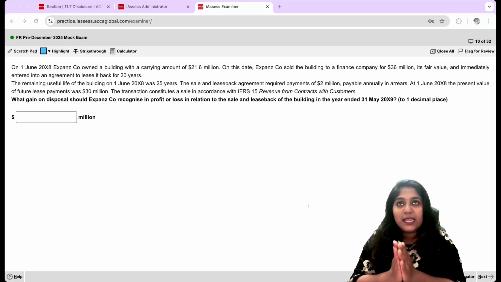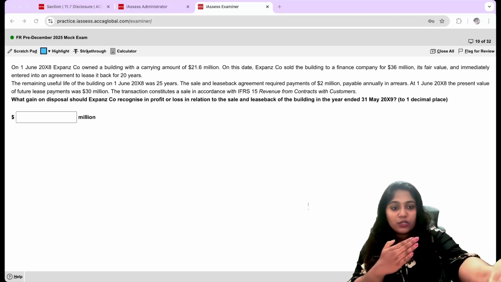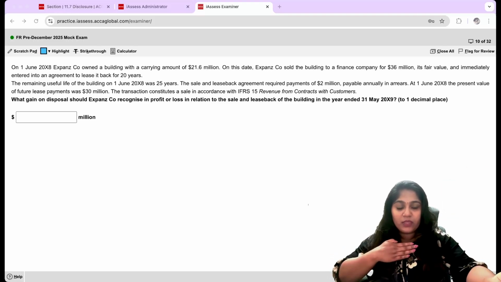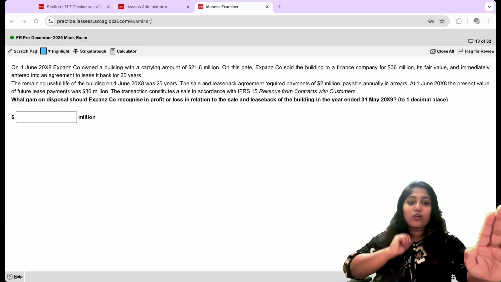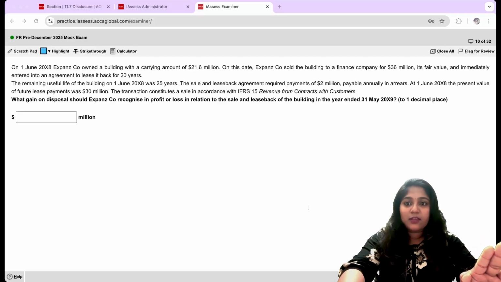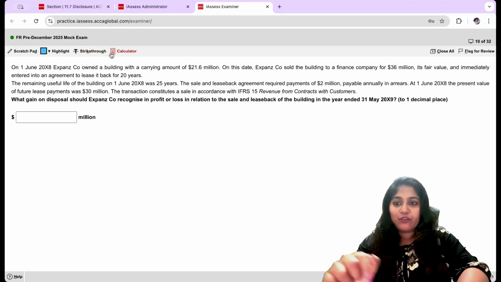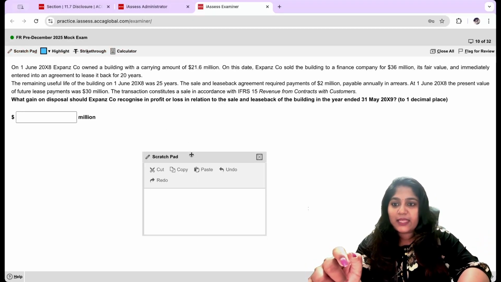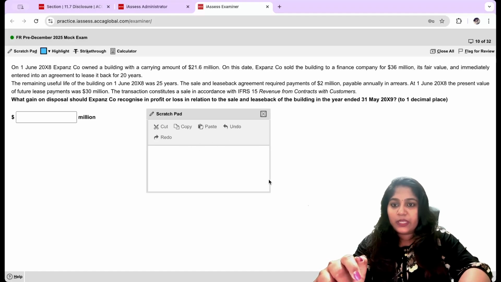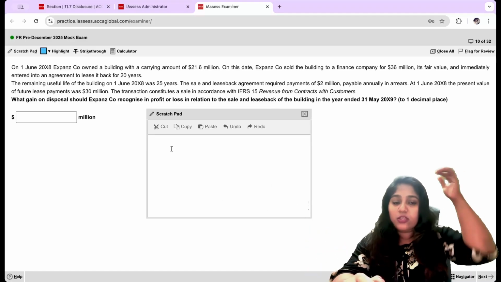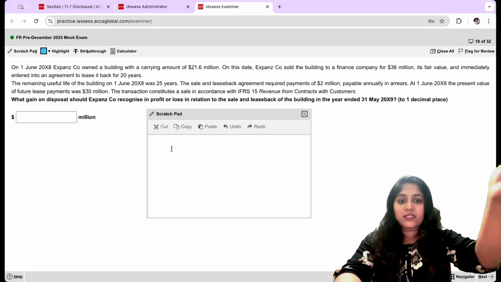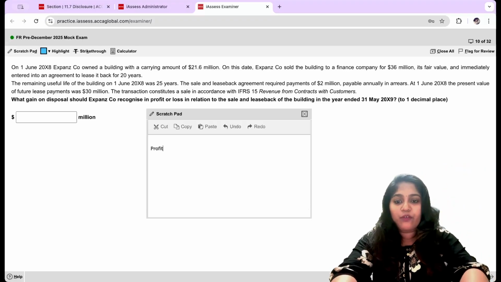So whenever sale and leaseback happens, I sell the ownership but retain the control. Correct. I sell the ownership, I retain the control. So hence, I have to find out the profit related to the ownership, not to the control. Correct. So in this scenario, on 1st July X8, Expanse company owned a building with a carrying amount of 21.6 million. On this date, we sold it for 36 million.